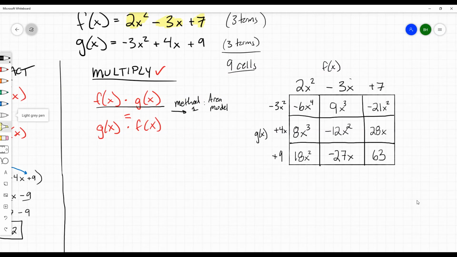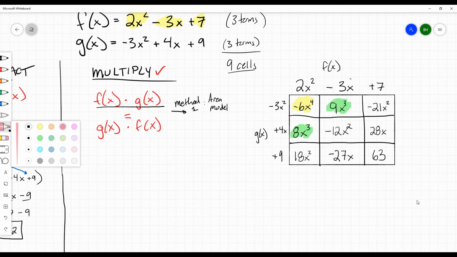And if you notice, there's kind of a pattern here. You have the biggest exponent, then you start getting smaller as you go diagonal, and then you go even smaller when you hit the largest diagonal there, and then you'll keep going with some x values, and then you'll finish off with a constant term.